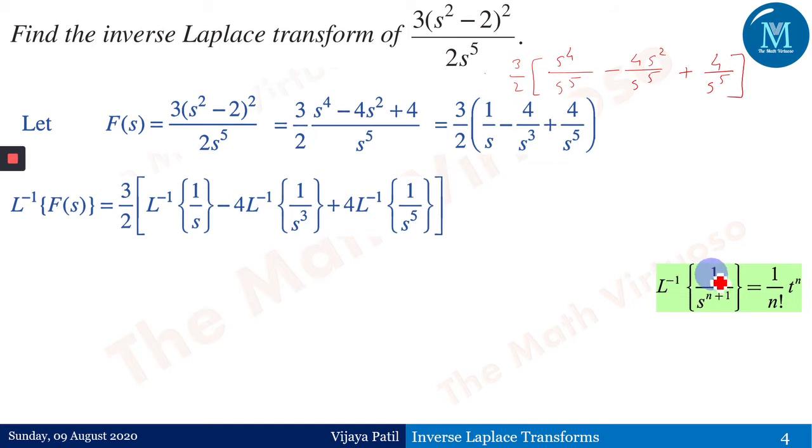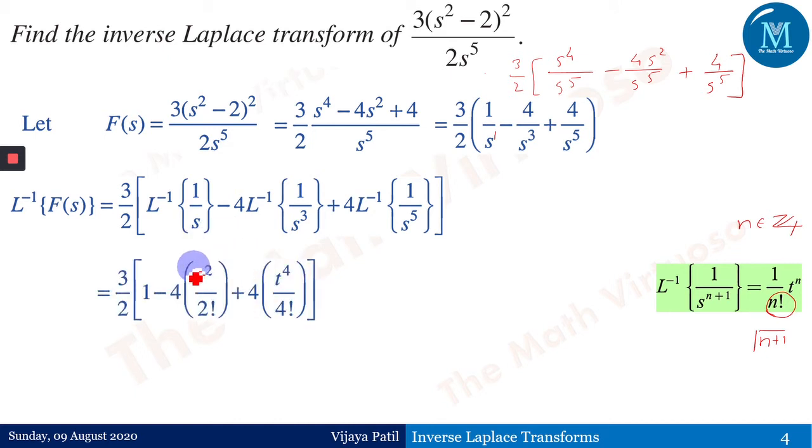L inverse of 1 upon s to the power n plus 1 is equal to 1 upon n factorial t to the power n. So why are we using this n factorial form? Because everywhere, if you observe, this is s to the power 1, 3, and 5, and therefore my t to the power would be a positive integer, and therefore I have to go for the n factorial form rather than gamma of n plus 1. Obviously you will get the same answer by both formulas, but it is advisable to use n factorial instead of gamma of n plus 1, so that you can understand that particular formula properly.